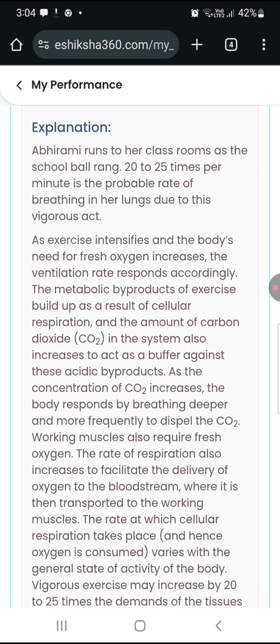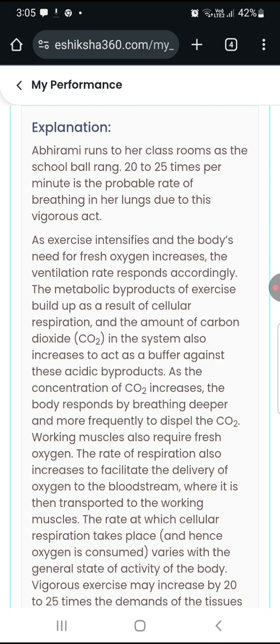vigorous act. As exercise intensifies and the body's need for fresh oxygen increases, the ventilation rate responds accordingly. The metabolic byproducts of exercise build up as a result of cellular respiration, and the amount of carbon dioxide in the system also increases to act as a buffer against these acidic byproducts. As the concentration of CO2 increases, the body responds by breathing deeper and more frequently to dispel the CO2.